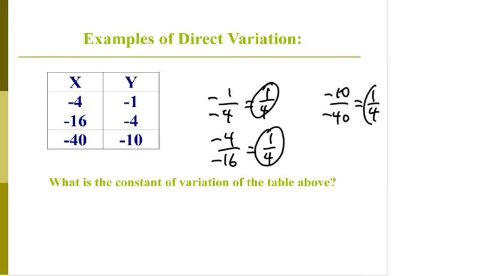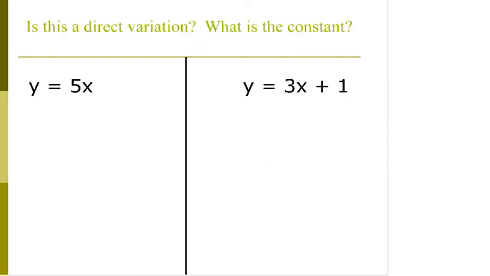Look at what we have here. Based on what we discussed, are both of these going to be direct variation? And if not, which one is and which one isn't? Remember that a direct variation can either look like the ratio y over x equals k, or it can look like y equals some number times x.